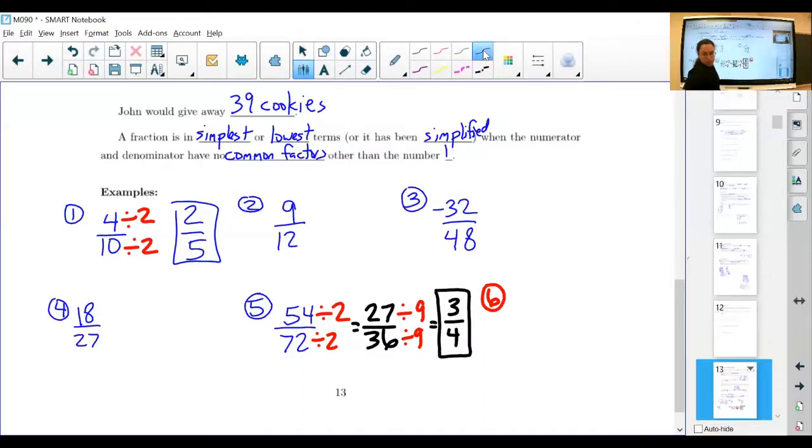And example 6, let's do 13 over 56. So I'll give you all of those. Make sure that you don't forget about that negative sign, but you don't really have to do anything special with it. It just goes along. And I will tell you that one of them is already in simplest terms.